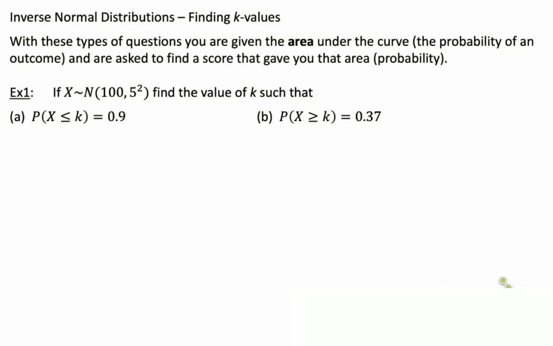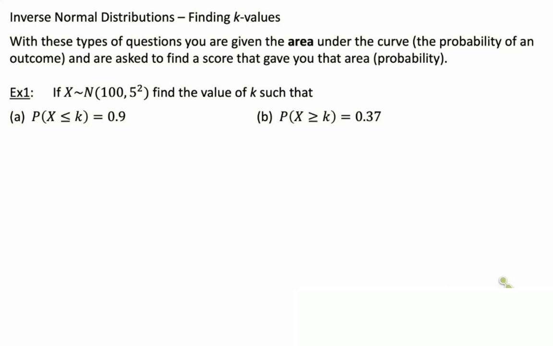Recall in the last lesson, we looked at the normal distribution where we used it to find specific probabilities. With the inverse normal distribution, we are given probabilities and asked to find a value of k, which gives a specific area under the curve. And the area under the curve represents the probability of an observation taking a certain range of values. So let's take a look at an example.